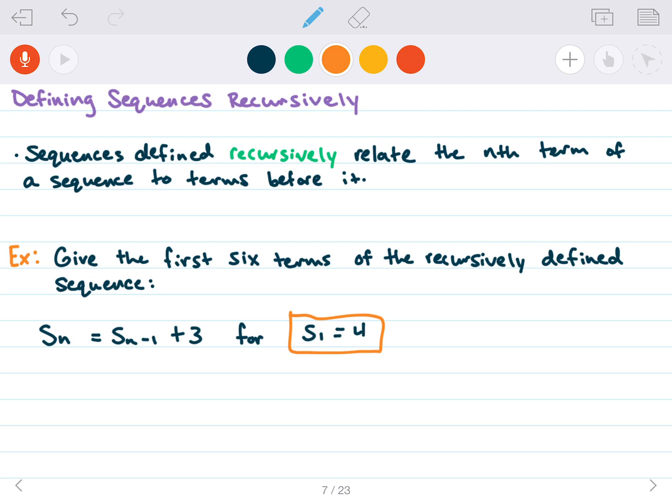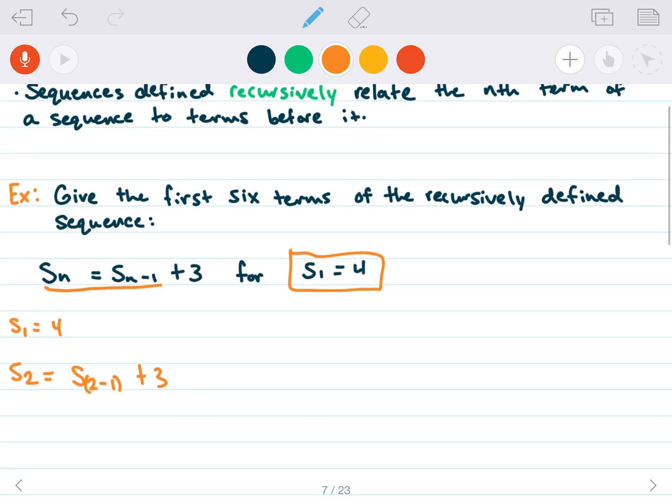So basically, we already have S sub 1. We have S sub 1 is equal to 4. The recursive thing is telling us that we have to use the S sub 1 to figure out the next term. And then once we get that, we use that to find the next term, and so forth. So S sub 2, if we just plug in 2 into this rule here, we get S sub 2 is equal to S sub 2 minus 1. This is all in the subscript, all right here, plus 3.